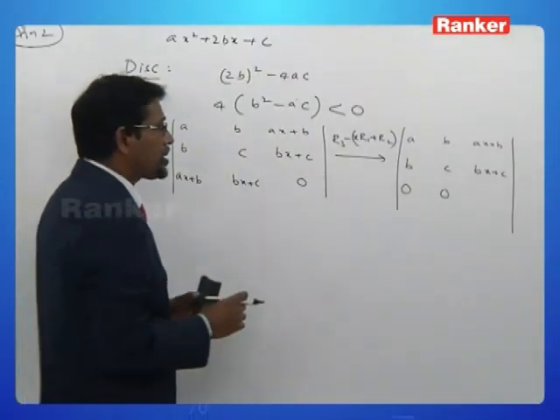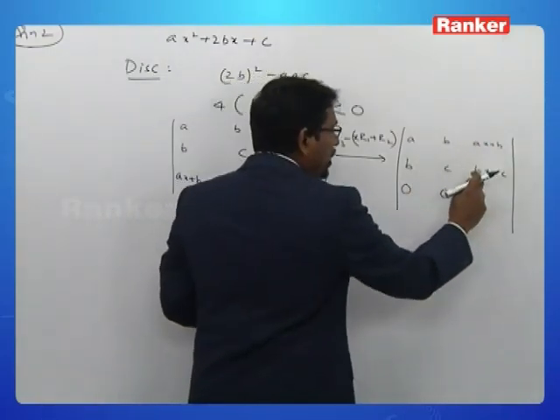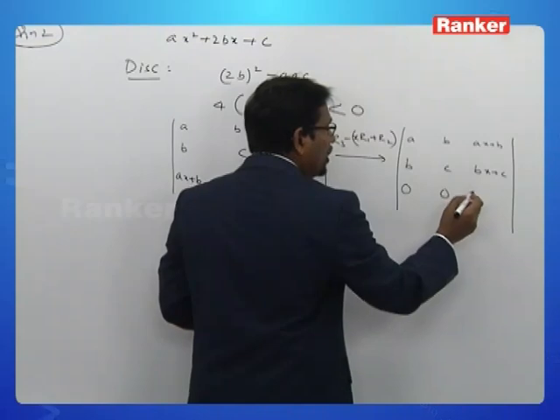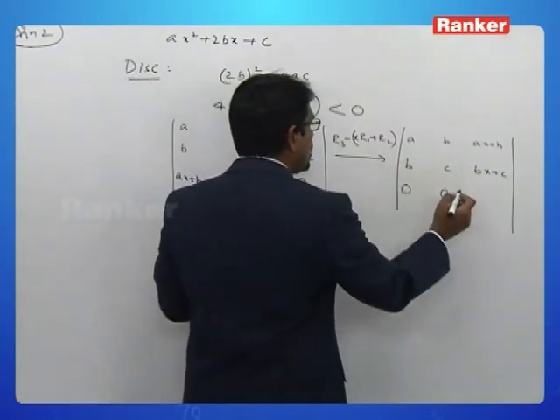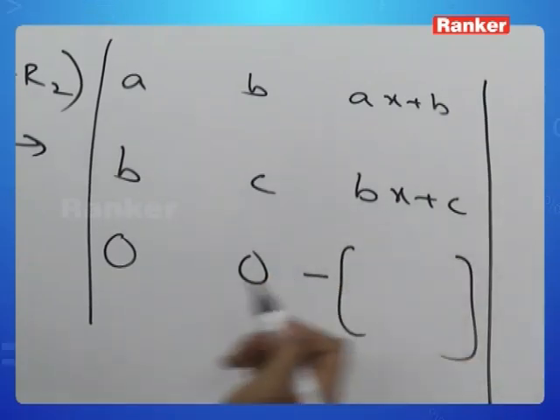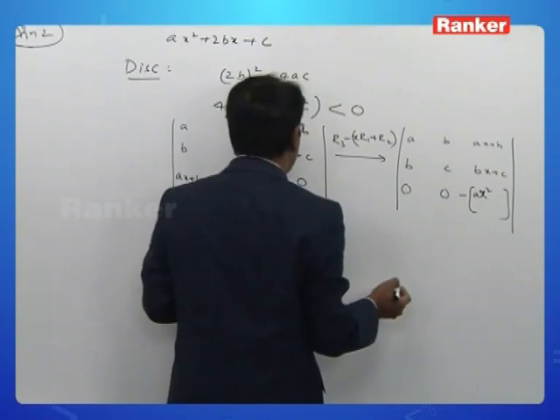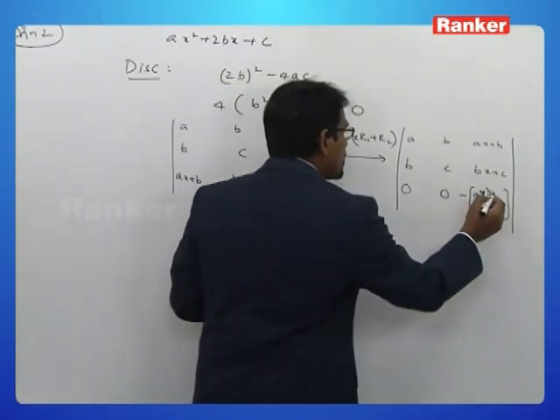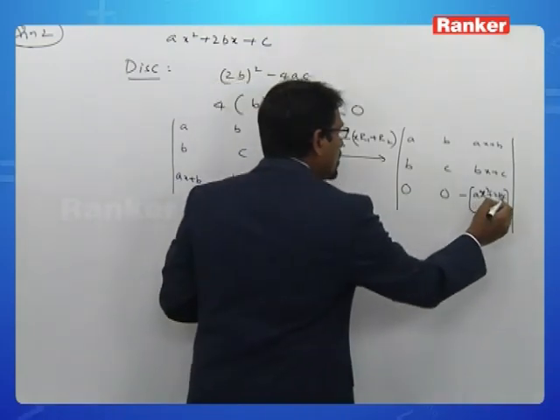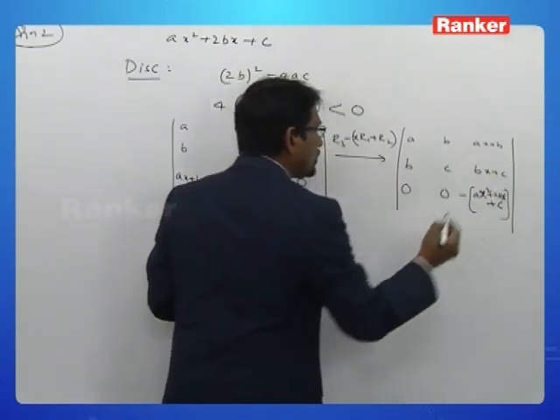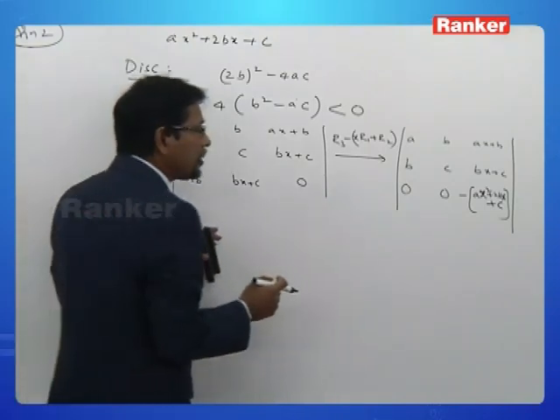And now what happens here? We multiply this with x and then this as it is, and from 0 we subtract it. So what do you get? Minus ax square plus 2bx plus c. Okay. So this is the determinant here.